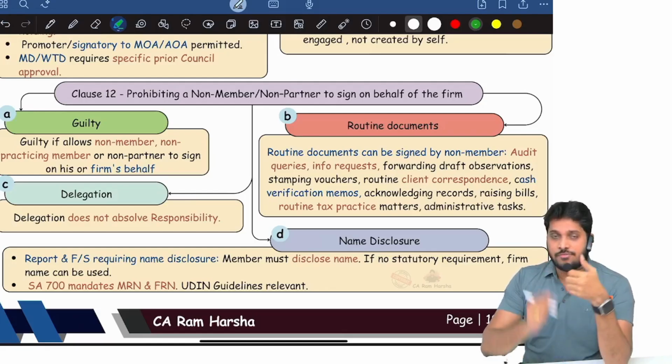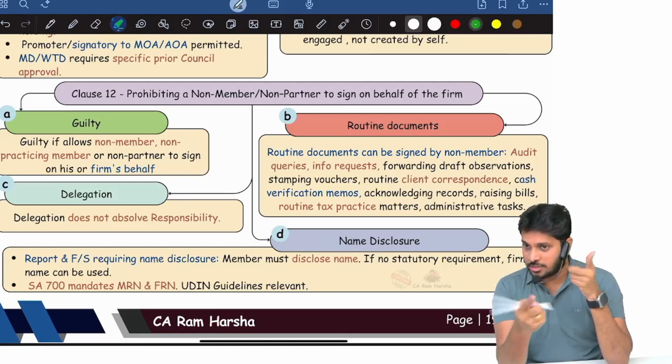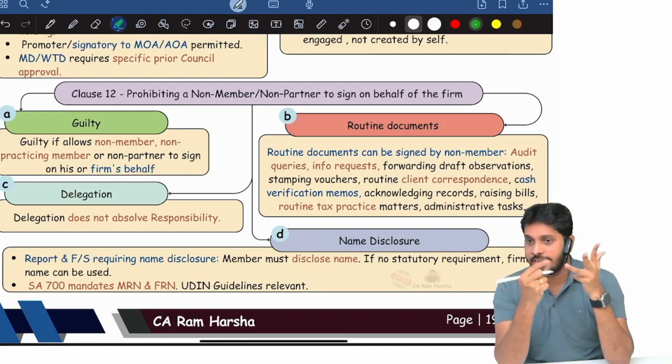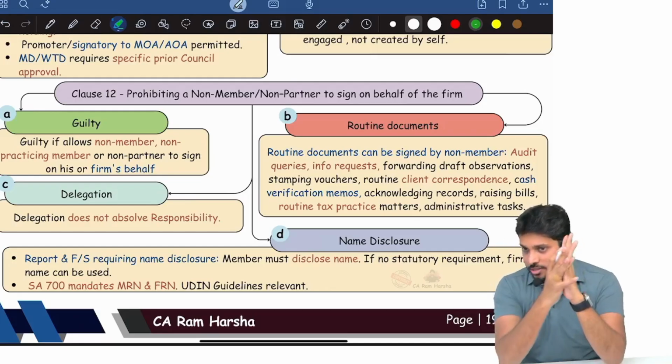Okay. See, clause number 1: don't allow somebody to use your name. Don't share profits with others. Don't accept profits from others. Don't enter into partnership with others. Clause number 12: don't allow others to sign in your name. So all the 5 are interrelated.